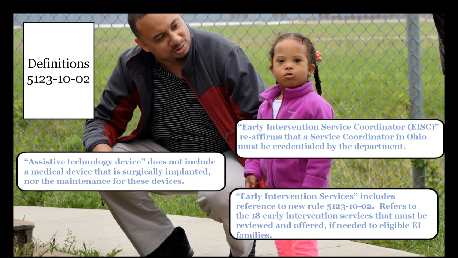And early intervention services includes the reference of the new EI rule 5123-10-02 and refers to the 18 early intervention services that are to be reviewed and offered if needed to eligible EI families. In the section of the website that Lori showed you earlier, under the provider tab, in system of payment, with the information for early intervention provider, is a list of all 18 early intervention services and their federal definitions. Okay, Lori.